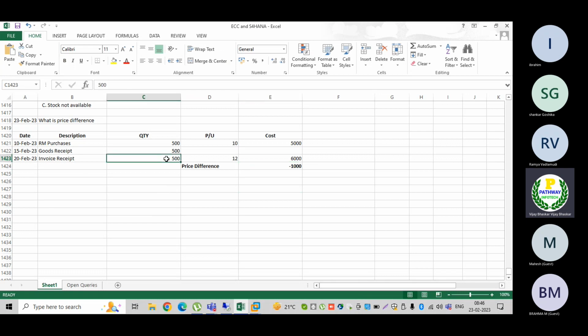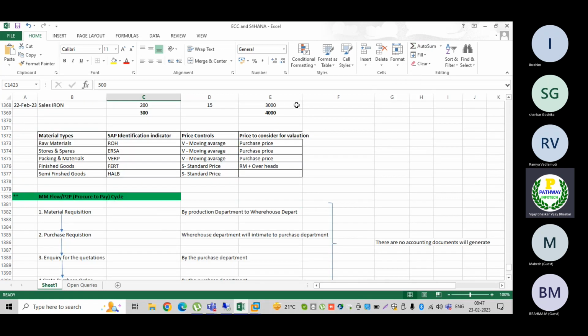In case from this 500 quantity, some portion of the amount I have utilized. Okay, let us assume, I will give the scenario here. Please understand here, this is the important one. How the price difference accounting entries will get posted. Also from an interview point of view, they must ask you the question.